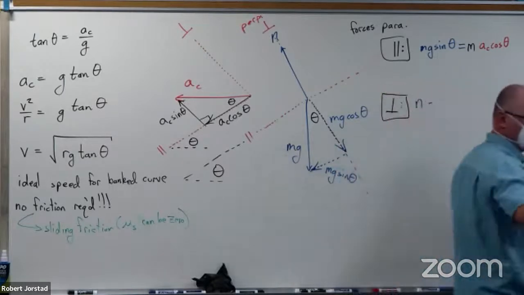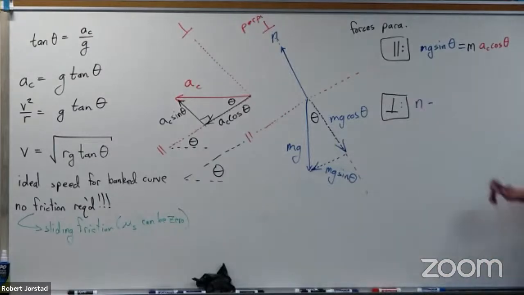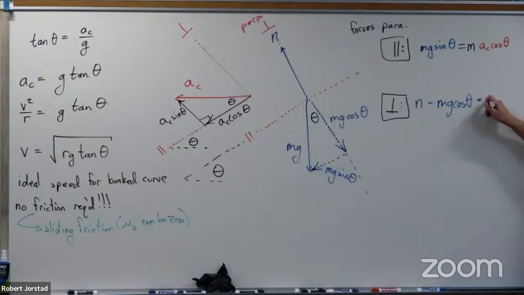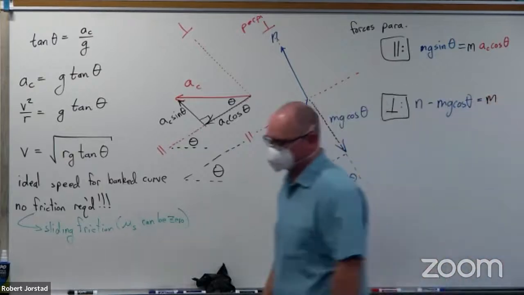So help me out. Tell me the equation again. Go for it. Mg cosine. Mg cos equals M, and then I'm going to run out of room.